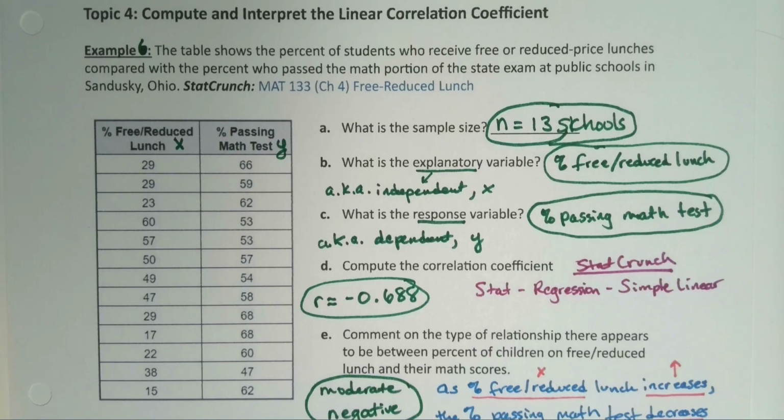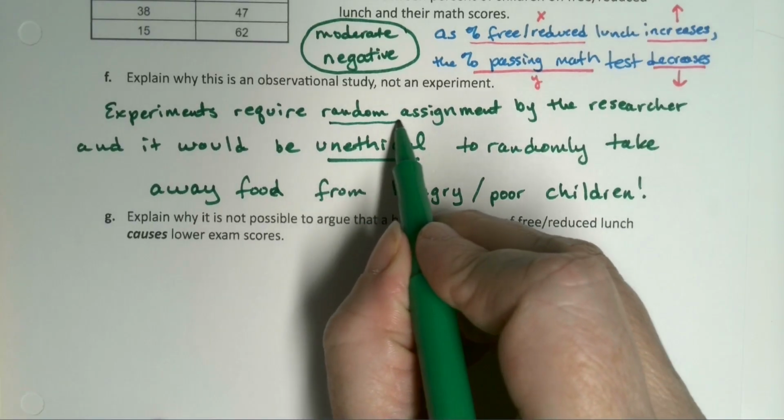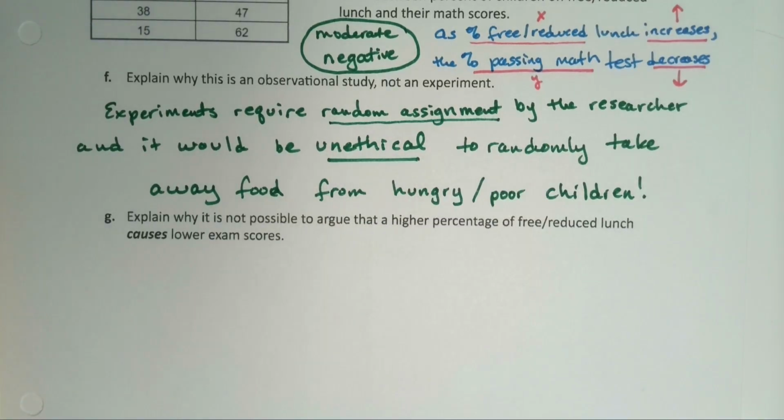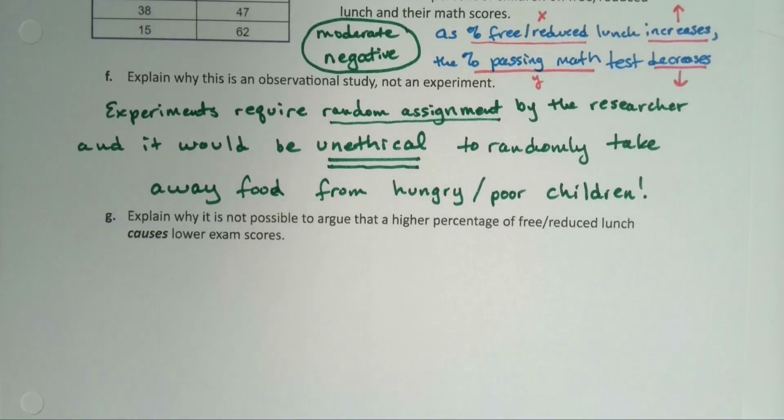So I'm going to write that up. There we have it. So as I just stated, experiments require that random assignment, where you randomly give the treatment to some people and not to others. And that would be very unethical to do, involving children who are going hungry if they don't get lunch.